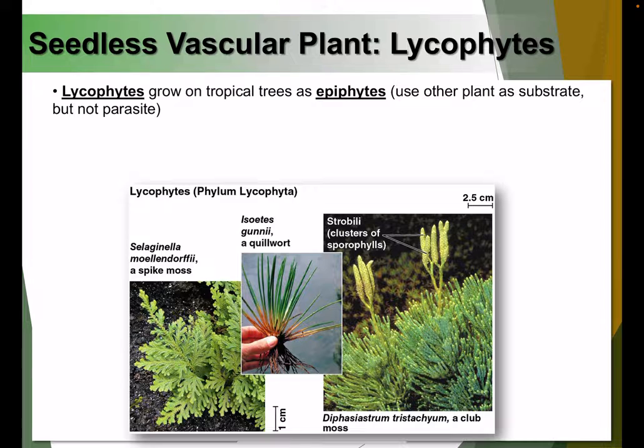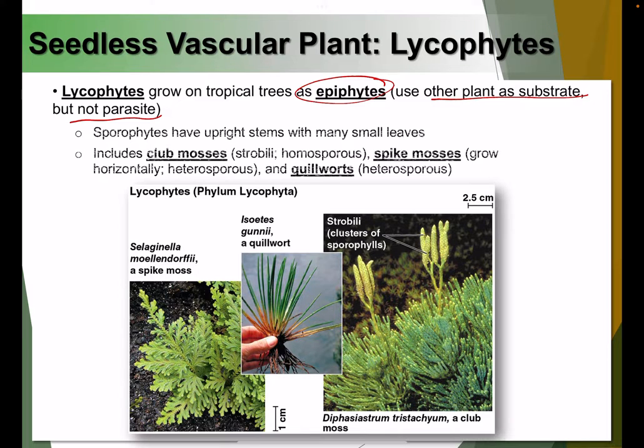All right, and the last part of this chapter goes over the specific seedless vascular plants that we were talking about. First, though, are the Lycophytes, from the phylum Lycophyta. Lycophytes usually grow on tropical trees as epiphytes. Epiphytes just means that these are plants that use other plants as a substrate, living on top of or attached to it, but are not parasites. They will not infiltrate into the host plant and destroy it. They live in a happy relationship, just using it as an anchorage, as a substrate to hang on to.